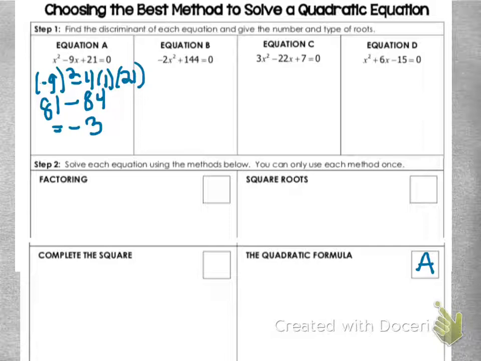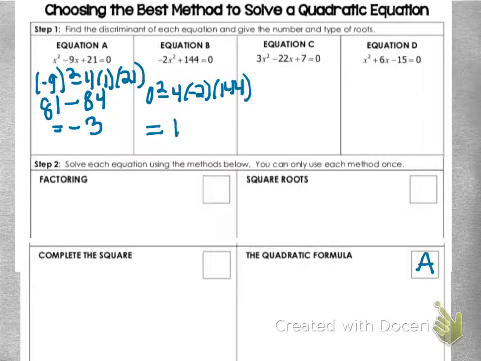I'm going to do A with the quadratic formula. B is that perfect one for doing the square roots property. Notice there's not a b term, so when we do the b squared, it's actually 0 squared minus 4 times the a, which is negative 2, times the c, which is 144. Regardless of what that turns out to be, I know it's going to be a positive number because it's negative 4 times negative 2 times 144.